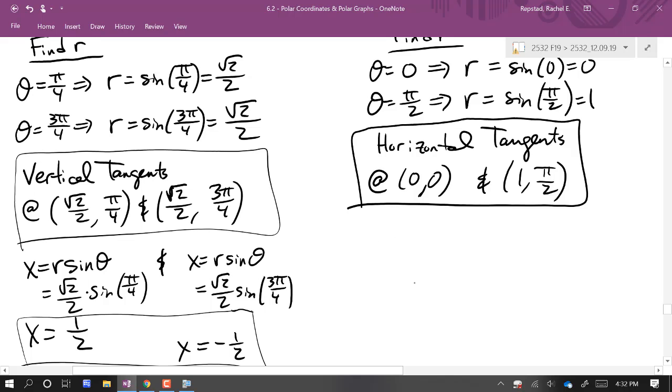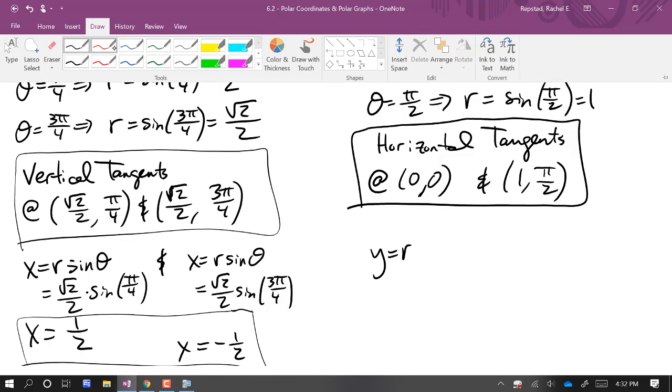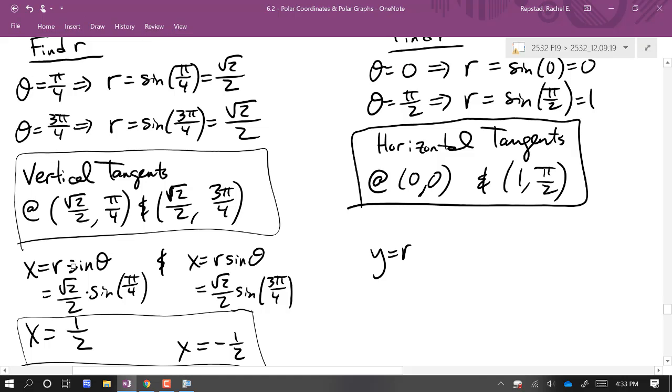And again, we could find the equations of those lines in rectangular form, y equals r sine, oh, you know what? I used sine over here. Did anybody catch that? For x. Yeah. Because it's pi over 4, we're going to get the same answer, but it should be cosine. My apologies.